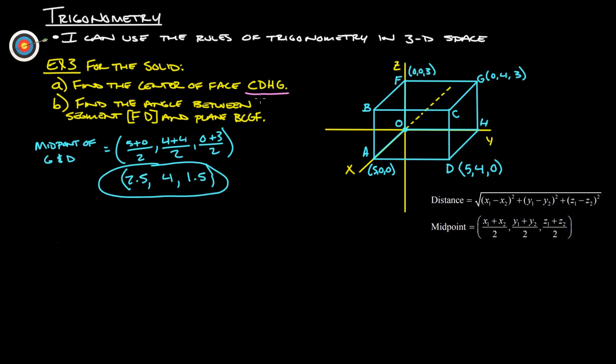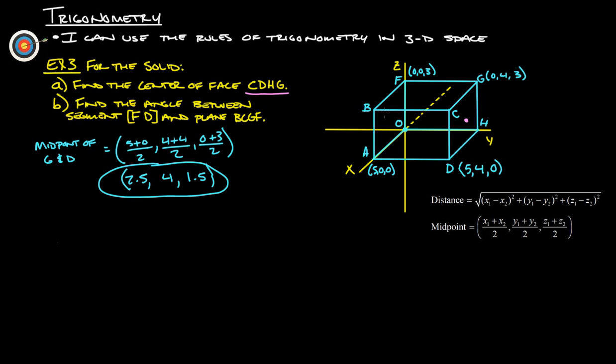So we found the center of face CDHG, which we'll put in a different color, right about there. Then part B says find the angle between segment FD and plane BCGF. So we've got B, C, G, and F. That's this top part here.